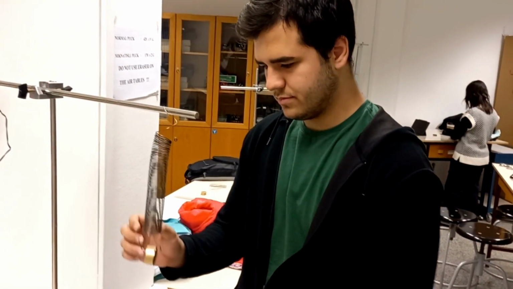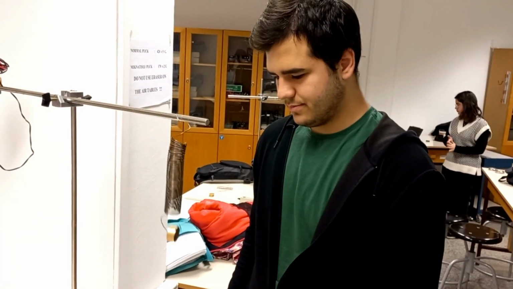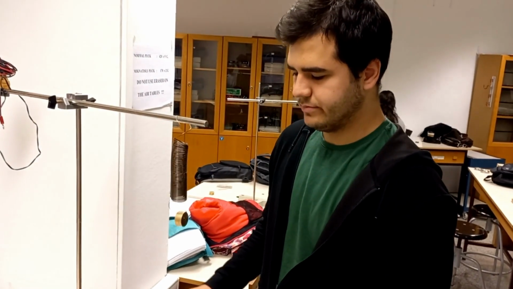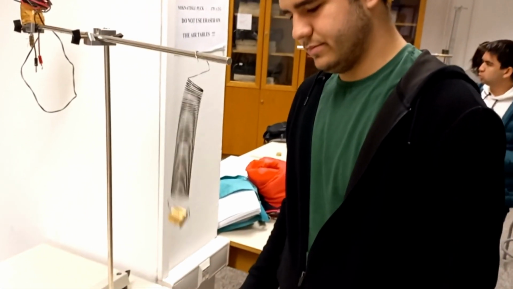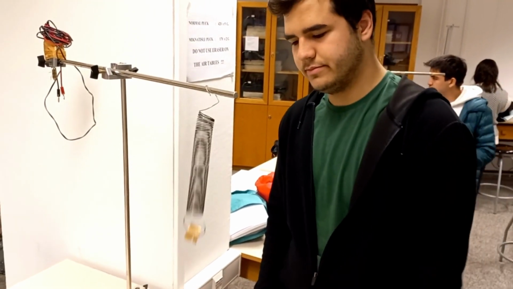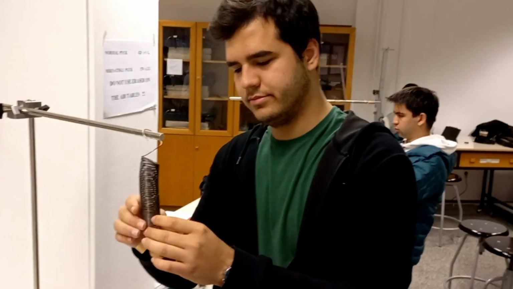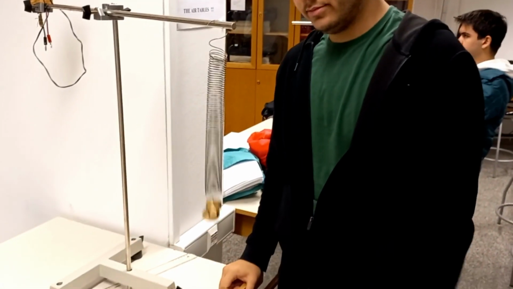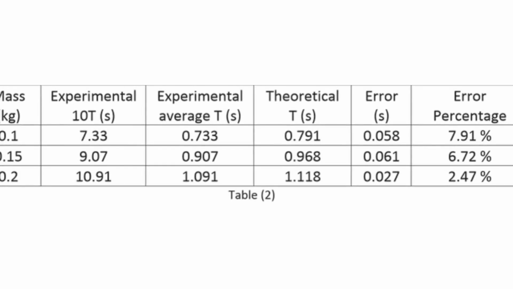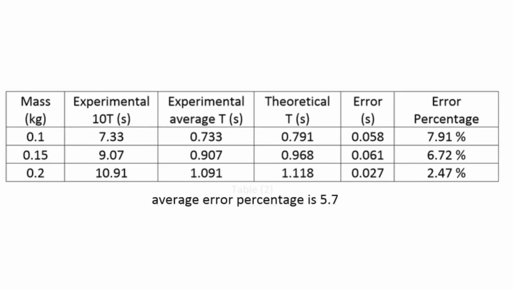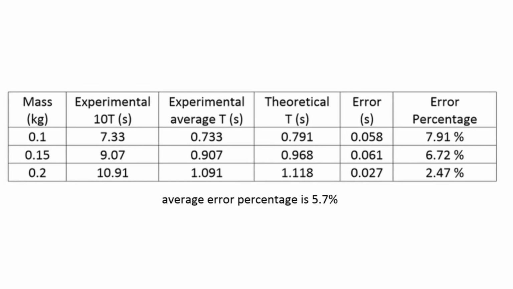In the second and main part of the experiment, we observe the vertical oscillation that each object makes and calculate the time passed for 10 oscillations. The reason behind measuring 10 oscillations is to shrink down the error margin. Then we compare the experimental and the theoretical results for the period value for each object. Here you can see the results and our average error percentage for part 2.